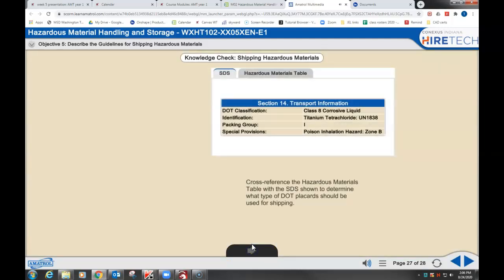Cross-reference the hazardous materials table with the SDS shown to determine what type of DOT placards should be used for shipping.